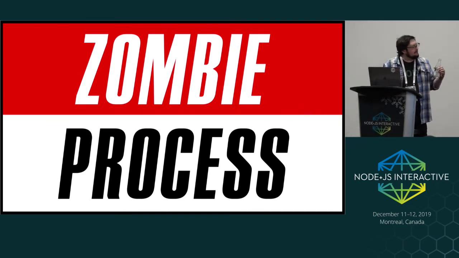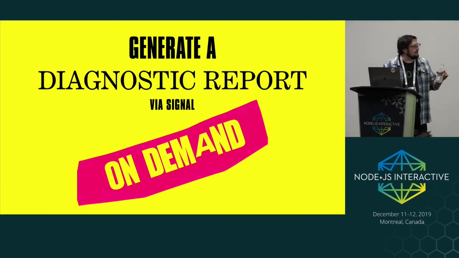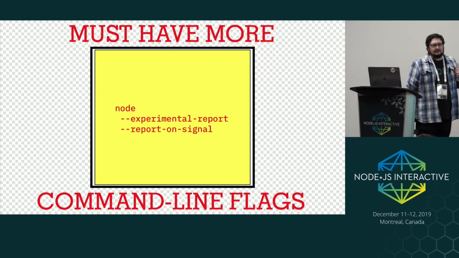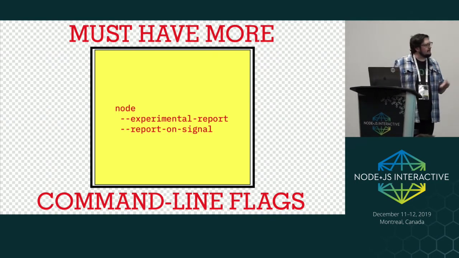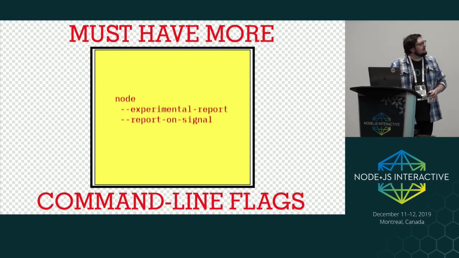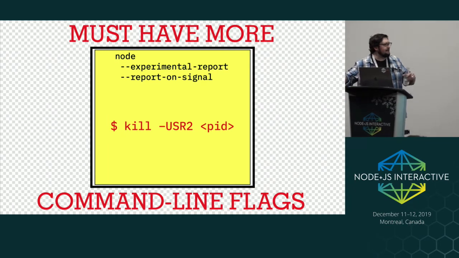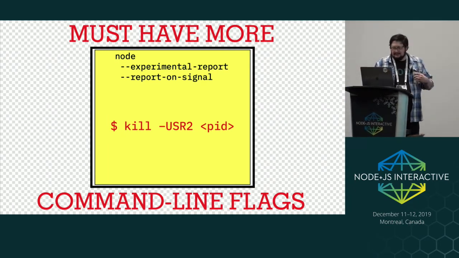One thing you can do, this is something that diagnostic reports can help you with: you can actually generate a diagnostic report on demand. The process doesn't have to crash for you to get a diagnostic report. I know we love command line flags, and so we can use report on signal. By default, the process will respond to the user signal, and that's configurable, but you'll start your process, and you can do this sort of thing with the process ID, and that sends the user signal. And when the process receives that signal, it will say, it's time for me to create a diagnostic report. And so it'll dump a diagnostic report out.